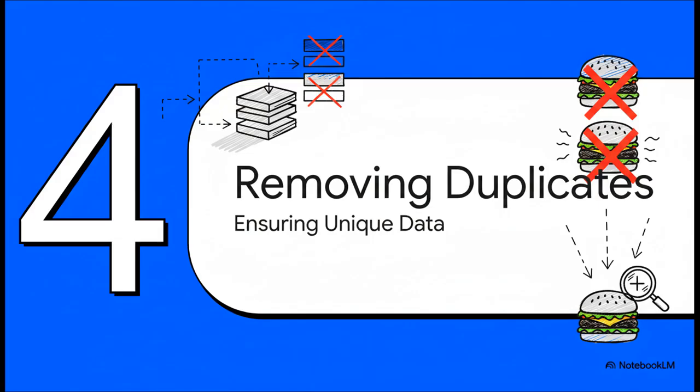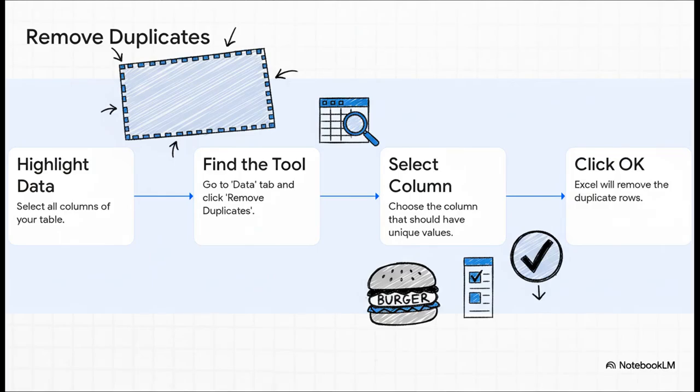But there's a sneaky problem hiding in our data that could totally wreck our analysis: duplicates. It's super common for the same burger shop to be on the list more than once. And if we start calculating averages or totals, those duplicates are going to throw all our numbers off. Good news is, this is probably one of the easiest things to fix. You just highlight your data, head over to the Data tab, and hit Remove Duplicates.